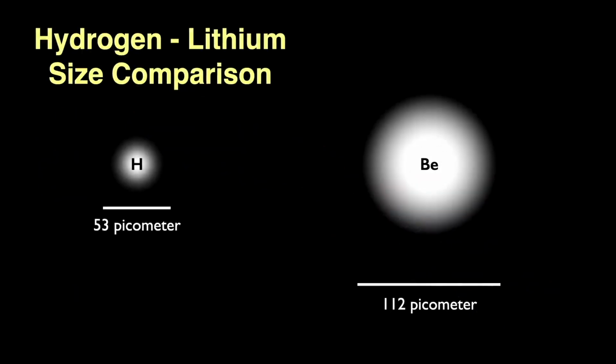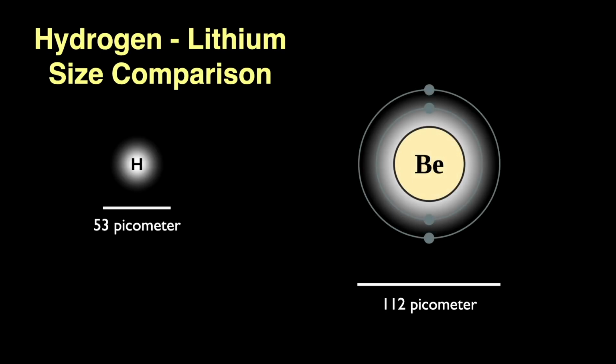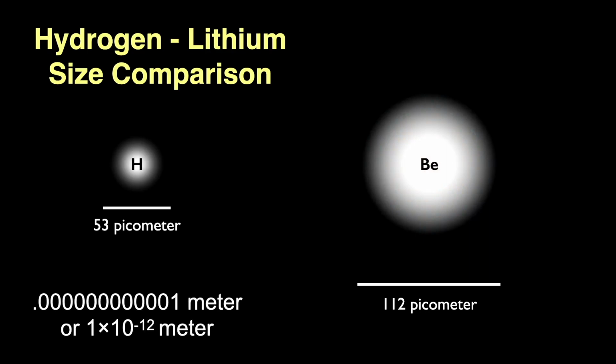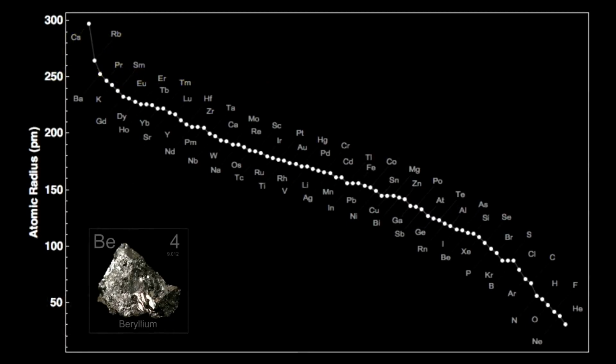If we compare the size of the beryllium atom to that of hydrogen, we'd see something like this. The beryllium atom is a little over twice the size of hydrogen. By the way, a picometer is a trillionth of a meter, so atoms are very, very small. Here are our atom sizes sorted from largest, cesium at the top left, to smallest, helium at the bottom right. Beryllium has a smallish sized atom, mainly because of its simplicity.